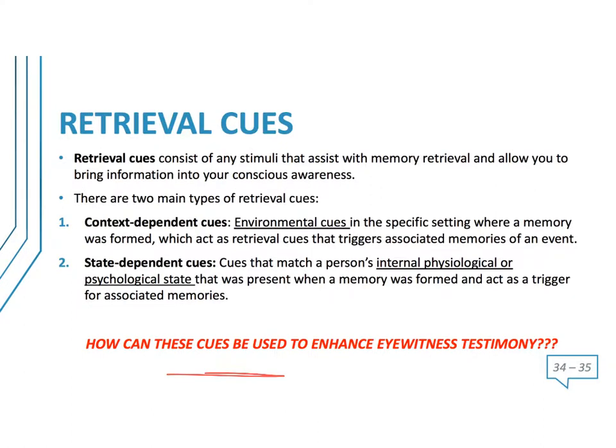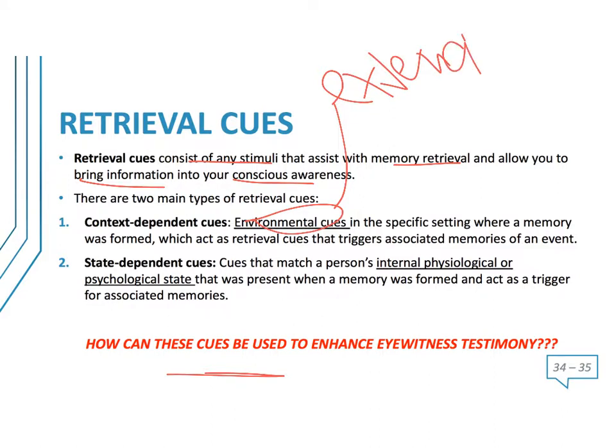Retrieval cues consist of any stimuli that assist with the memory retrieval and allow you to bring information into your conscious awareness. Essentially, what research suggests is that the more closely retrieval cues match the original learning experience, the greater the chance of recalling the information. There are 2 main types of retrieval cues that we can look at. So we have context-dependent cues and state-dependent cues. Context-dependent cues are environmental or external cues in the specific setting where a memory was formed, which acts as a retrieval cue that triggers associated memories of an event.